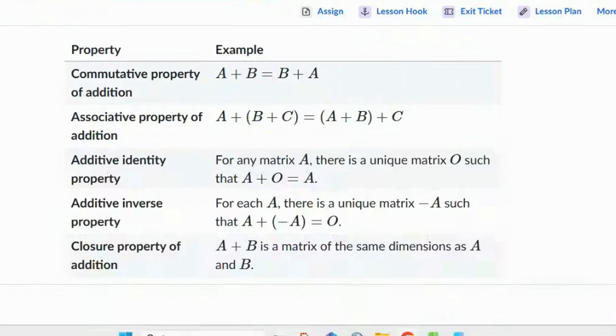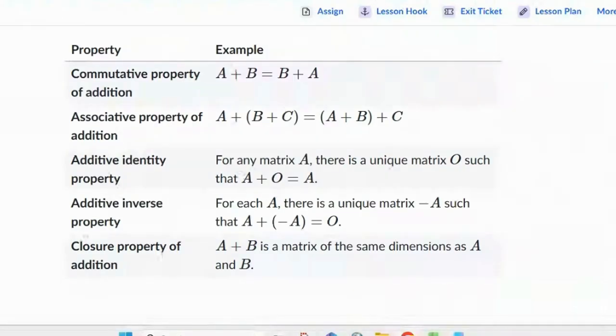The associative property: A plus B plus C is the same regardless of grouping. That's like if we're adding together 3, 4, and 5, we could take 3 plus 4 and make it 7 and then add 5 and get 12. Or we could take 4 plus 5 and add it together and then add the 3. So it'd be 9 plus 3 would be 12. As long as you're adding three things together, it doesn't matter which two you do first. You're just adding all three of them together, so do them in any order you want.